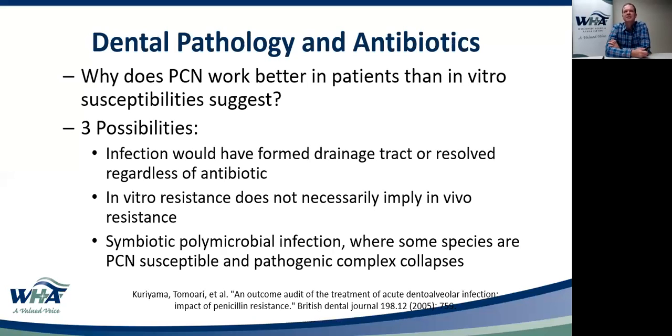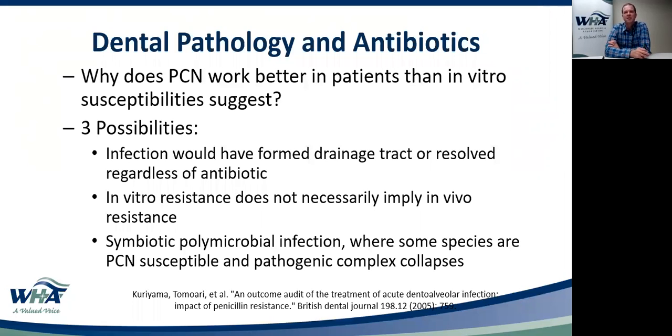One is what we talked about. This infection would have gotten better on its own, and it didn't really need an antibiotic in the first place. Periapical abscess is a great example. The second possibility is a little bit of a wastebasket reason, but maybe it's just in vitro instead of in vivo. Maybe it has something to do with our immune system that really boosts the efficacy of penicillin and makes it effective against Prevotella. And then the third is probably the most likely: that these polymicrobial infections are actually pathogenic complexes.